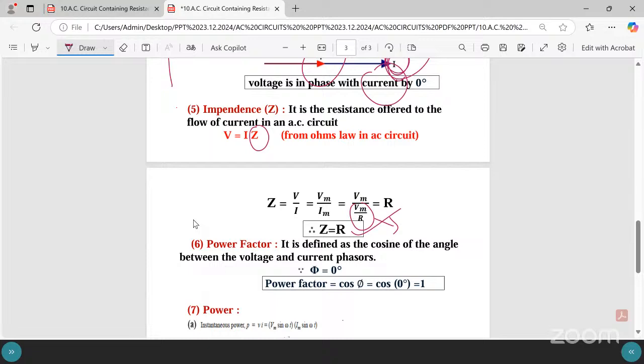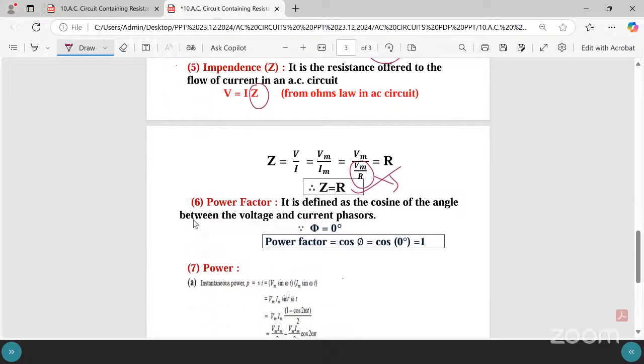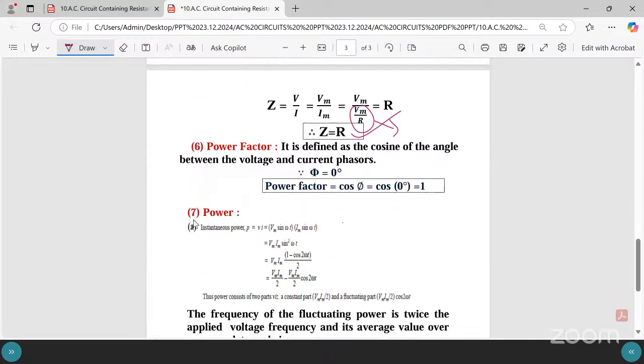For pure resistance, what is Z? Answer: R. You have to tell R. Z is equal to R. This is the fifth result. Now the sixth result, power factor.